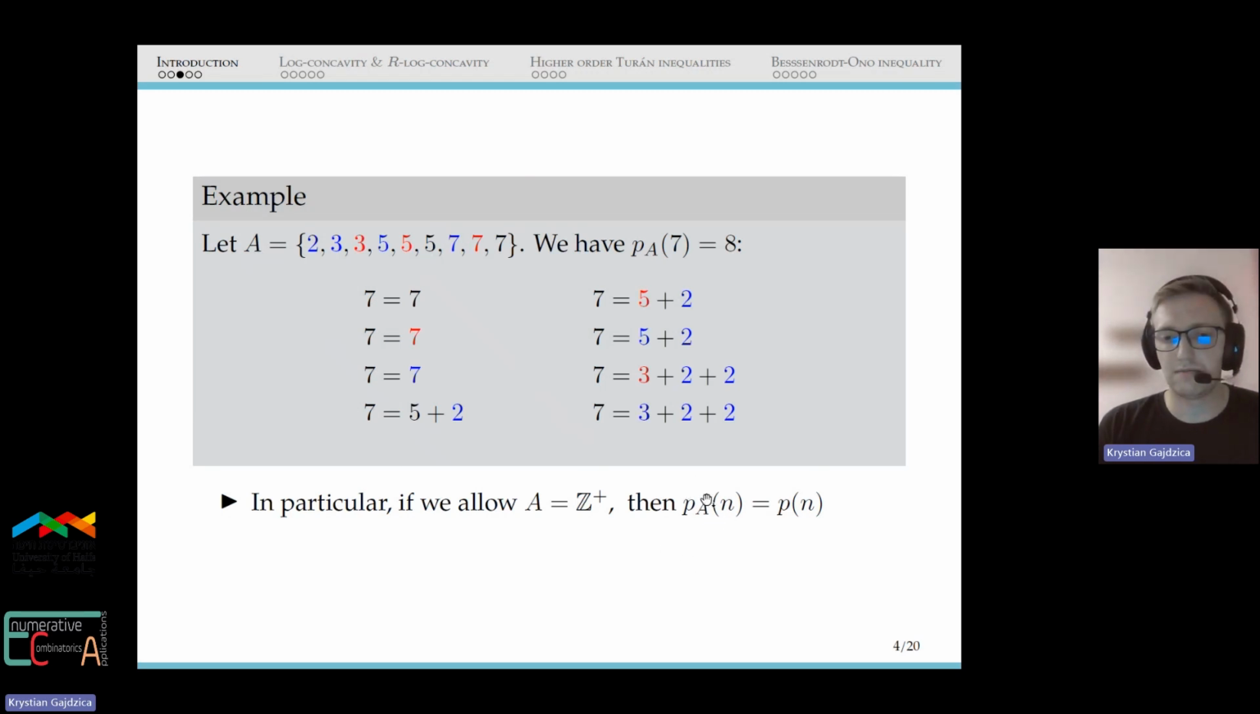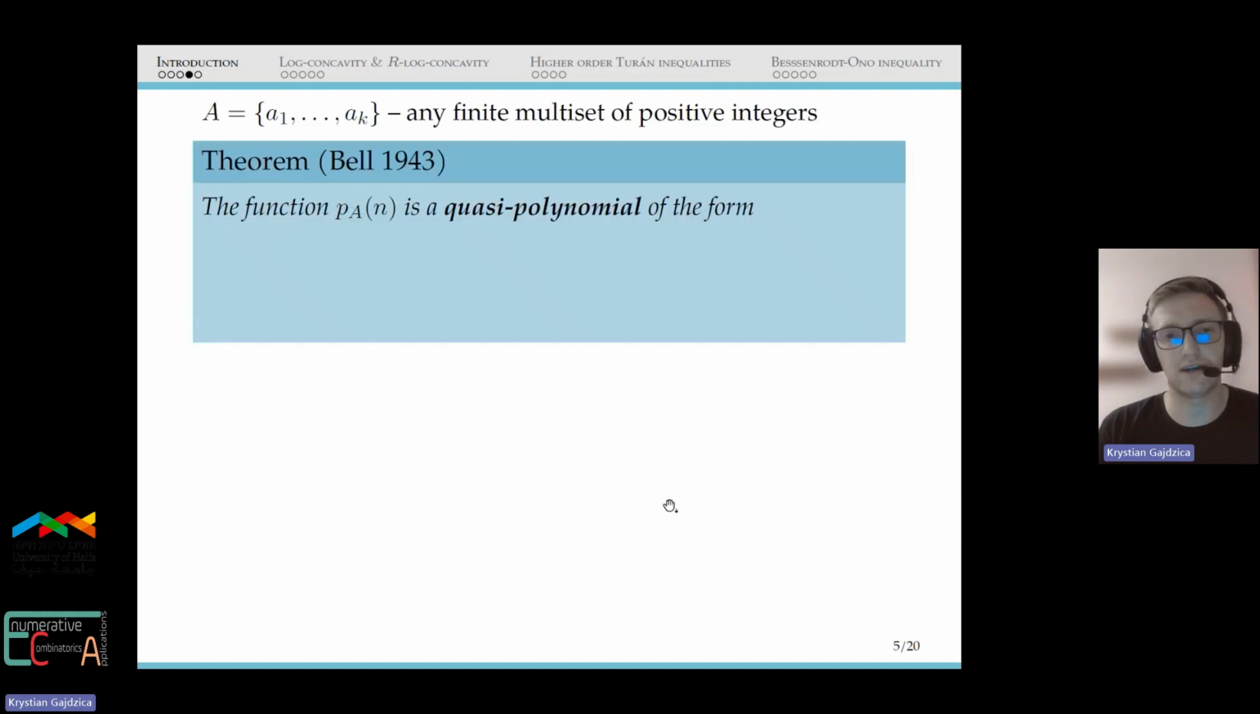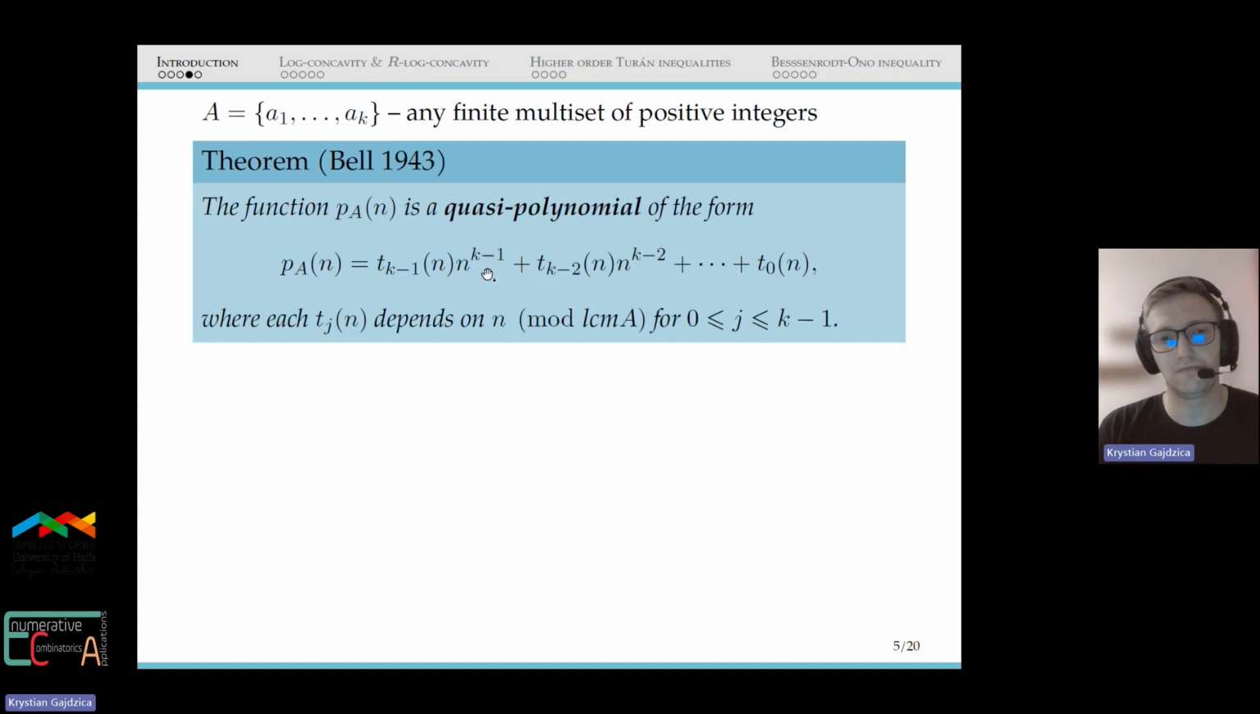At the moment, let me also mention the asymptotic behavior of the A partition function. It is well known that the A partition function is a quasi-polynomial of degree k-1 if the multiset A consists of k elements. So that's an expression of the following form, in which each coefficient Tj depends on the residue class of n modulo the least common multiple of A. Since some of our theorem's results will be valid for a slightly more general family of functions, let us also introduce the definition of a quasi-polynomial-like function.